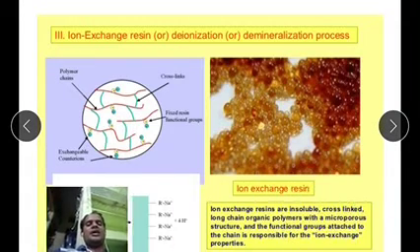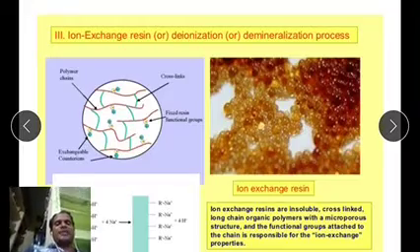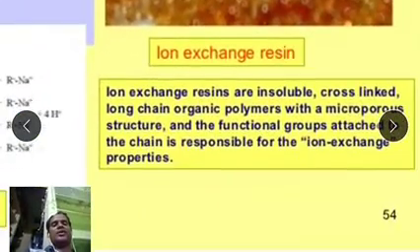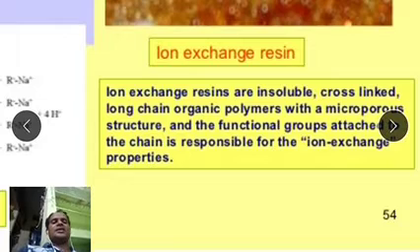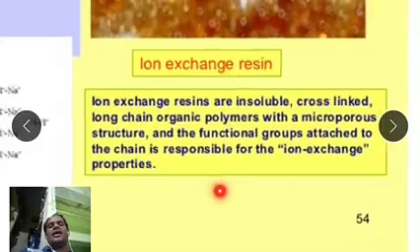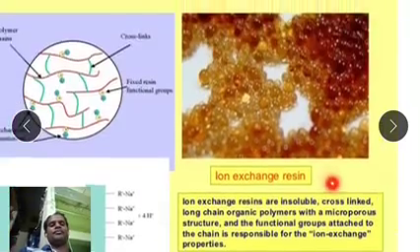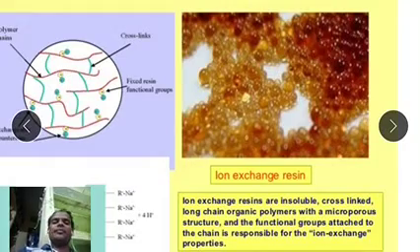These ion exchange resins are insoluble cross-linked long-chain organic polymers with a micropore structure, and the functional groups attached to the chain are responsible for the ion exchange properties. It is a gel type material.